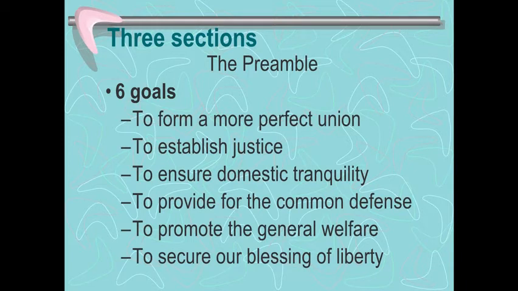Fifth is to promote the general welfare, and then 6 is to secure our blessings of liberty. So those are the 6 goals that are outlined in terms of telling us what our founding fathers set out to do and what they're basically outlining within the Constitution.